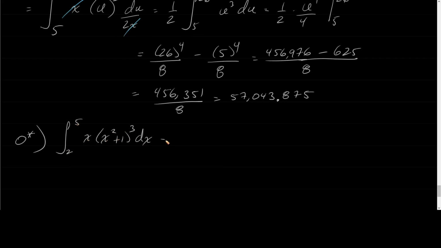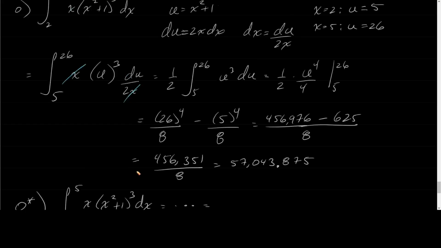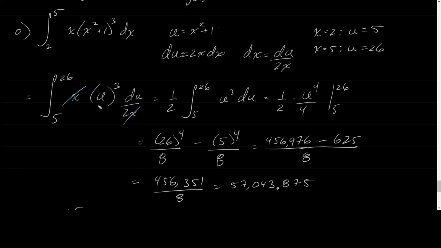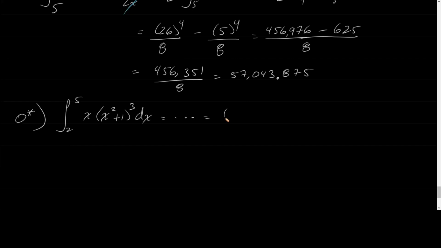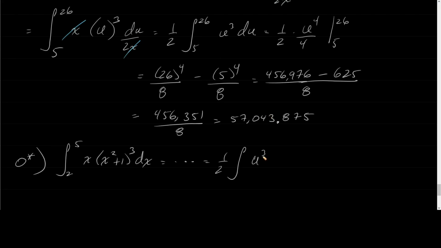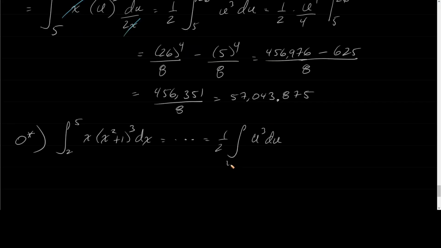Right? We started the same way, with exactly the same substitution, but instead of finding the bounds, I'm going to go straight into this version. So I'm going to have 1/2 integral of u cubed du. And if you don't want to find the new bounds, that's fine, as long as you keep track of the original variable. So we're going to say from x equals 2 to x equals 5, because we have to make sure that we don't plug it into u. We need to plug it into x.